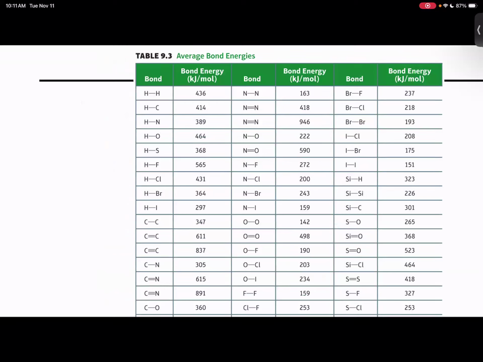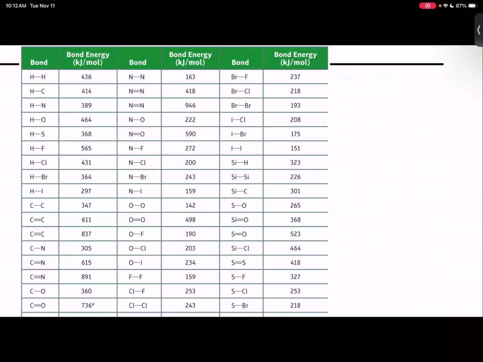So bond energies, you will be given a table and you would look up your individual bond energies. You will notice that these bond energies are in kilojoules per mole. Basically this would be one of your things that you rip off of the back of the test, the bond energy table. So let's look at this.